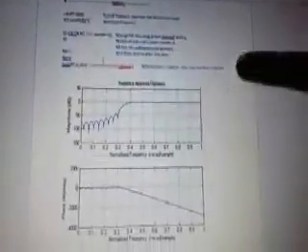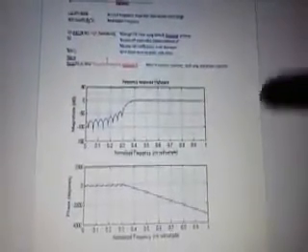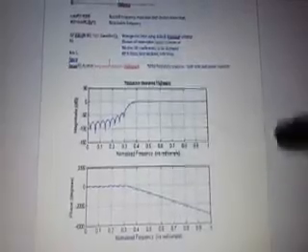Just now I explained the concept and theory of the high pass filter. Now we proceed to the graph. For the high pass filter, we have set the cutoff at 8,000 hertz. After that we get both the amplitude and phase response.